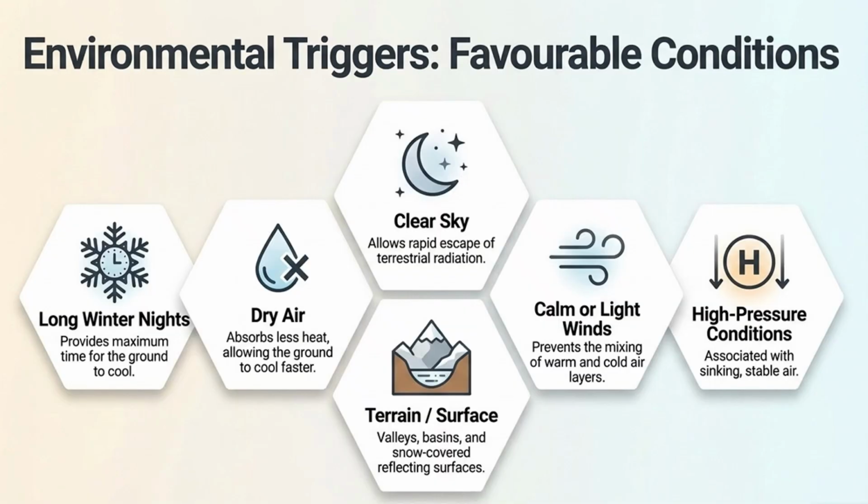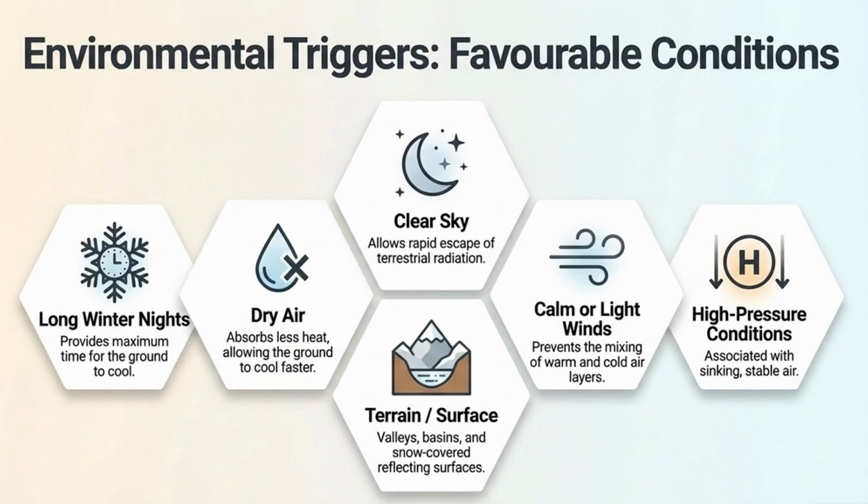Now let's discuss the environmental conditions that favor temperature inversion. These are the conditions that make inversion more likely to occur. First is long winter night. During winter, the nights are longer. This gives the Earth's surface more time to lose heat through terrestrial radiation. As a result, the ground becomes very cold, which cools the air near the surface.